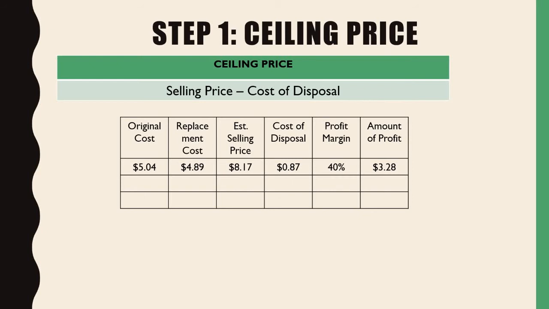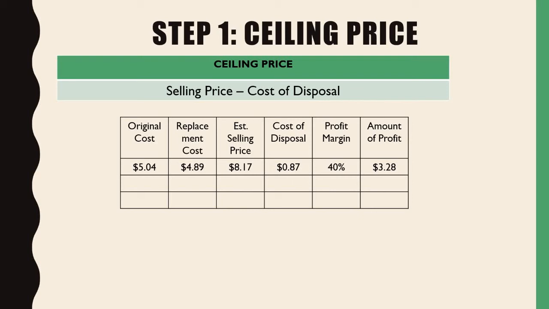So here's a scenario. I made a purchase of an inventory asset, okay? And here's my little table that says that I originally purchased it for $5.04. But fast forward, the market is now telling me that it's no longer worth $5.04. It's actually worth $4.89. Here my estimated price is what I think I'm going to sell it to the public for. I think $8.17 should be perfect because that not only is my price point, it meets the 40% profit that I want to earn off of selling that item.